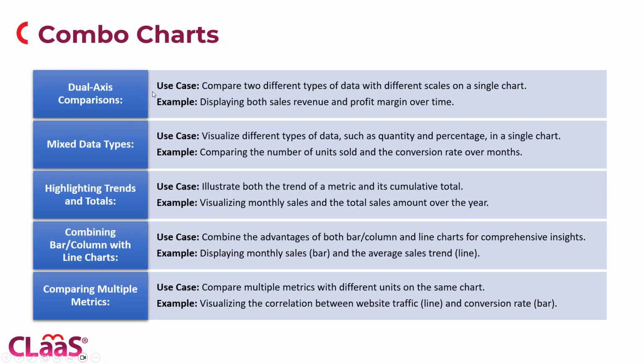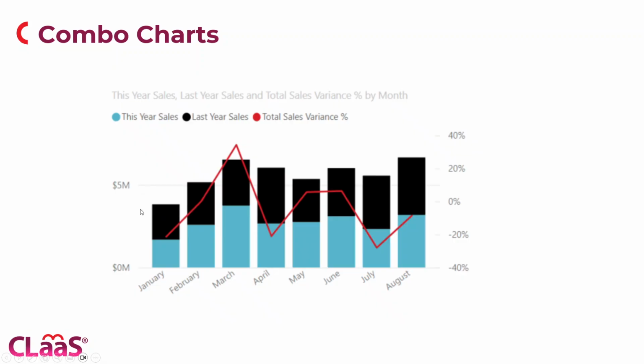So this is useful, dual axis. Compare two different types of data with a different scale on a single chart. For example, display both sales revenue and profit margin over time. Of course, the revenue is much bigger. The profit margin is normally between -10 to +10 or slightly higher, but definitely lower than the revenue.